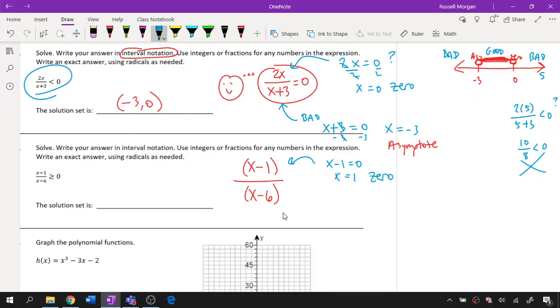That's called a 0. Now, what about a 0 on bottom? Remember, that's bad. 0 on bottom is bad. And so that would be, if you add 6 to both sides, that would be there, and that would be, again, the asymptote.